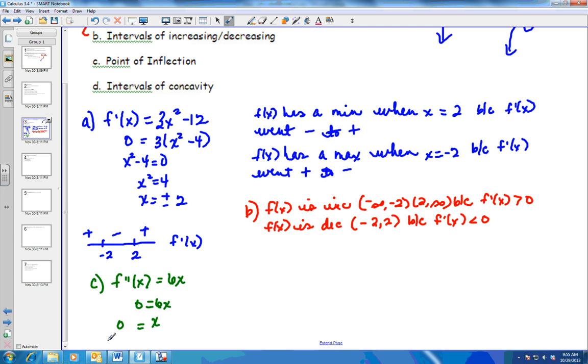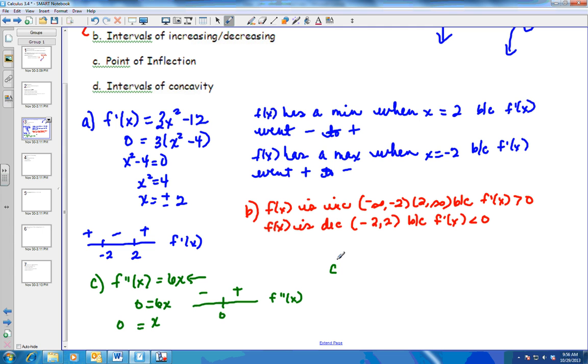Okay, I still do the same thing. I'm still going to do my sign chart. This time I'm going to label it second derivative. I'm going to put 0 on there. And this time when I choose my numbers, I'm going to plug it into my second derivative equation. So when I plug in a number to the left of 0, like negative 10, I'm going to get a negative answer. A number to the right of 0, I'm going to get a positive answer.